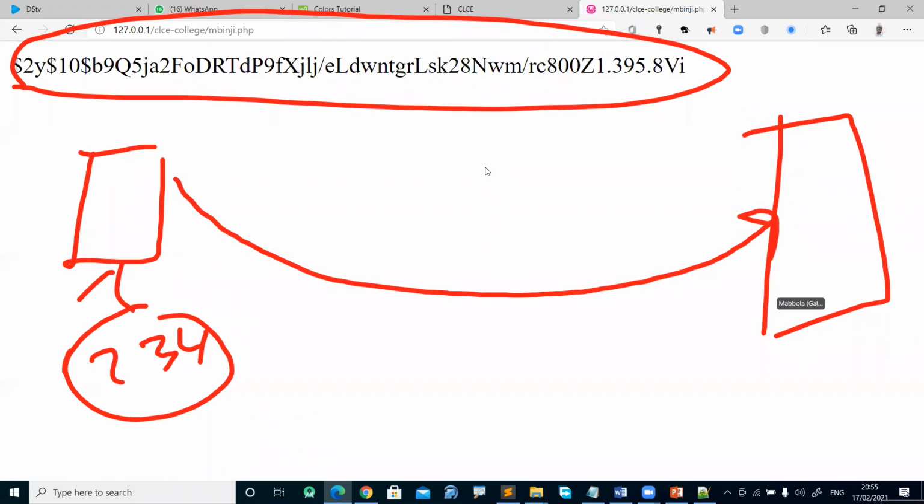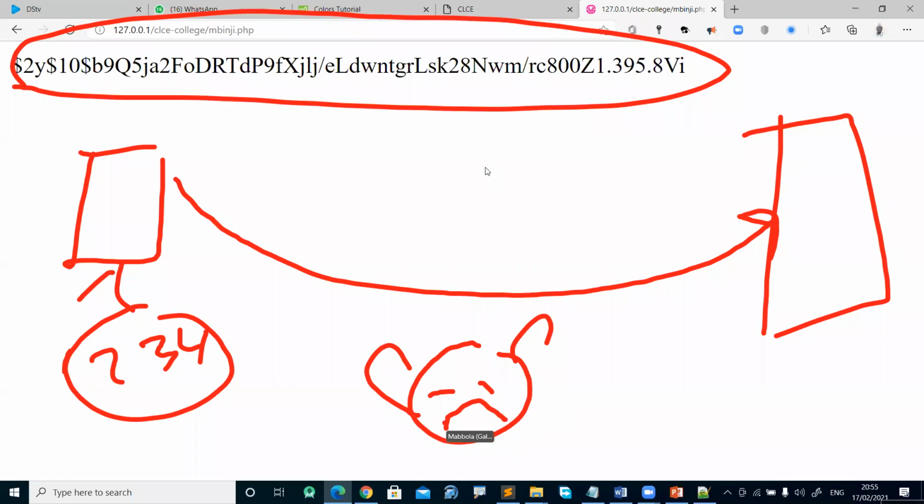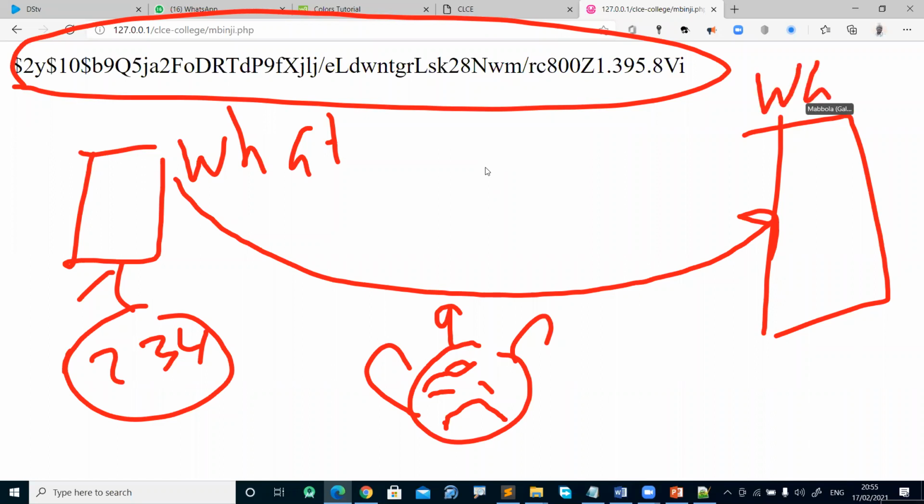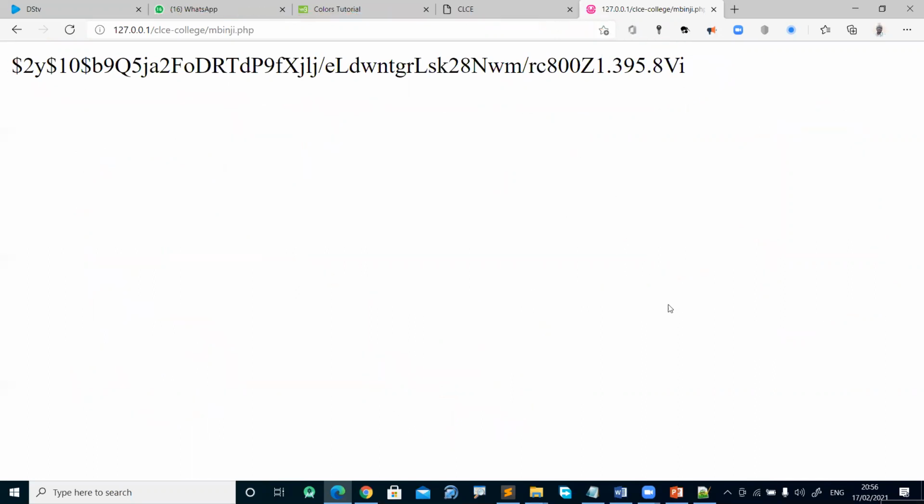So this 1, 2, 3, 4 will be changed, and this is what will move between here. So if there is a bad guy in between, trying to hack, they cannot get my password. Even when you are WhatsApping your friend, just know that what goes in between there, when they say end-to-end encryption, this is what they mean. Is it clear? Yes, sir.